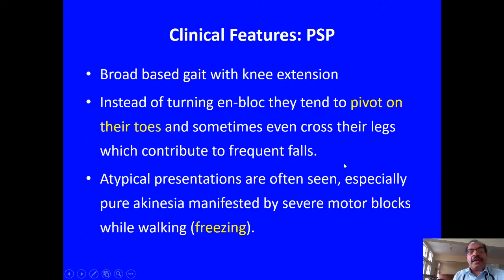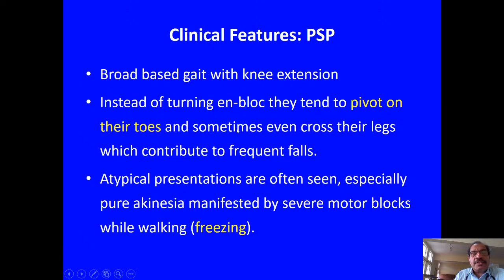So other features of PSP is that the patient will have a broad-based gait and knee extension. It is unlike Parkinson disease. In Parkinson disease, the patient will have a more flexed or stooped posture. But in case of PSP, it's a broad-based gait with knee extension. And instead of turning en bloc as happens in Parkinson disease, the patient with PSP turns with the toes. They will extend the foot and keep the toe straight, and then they will turn to the other side, and sometimes it may result in a fall also.